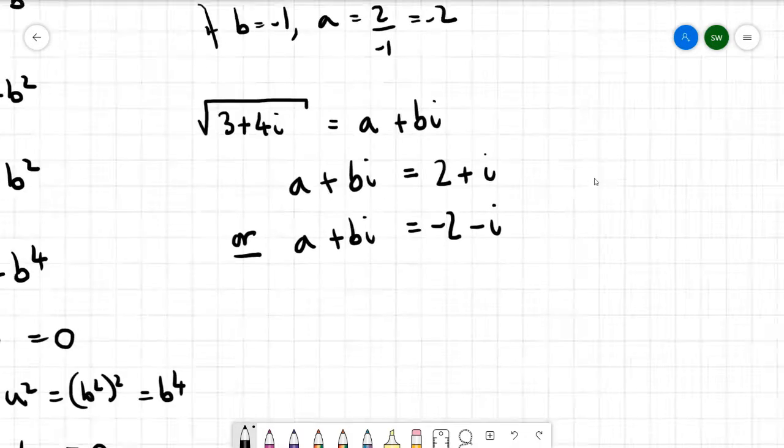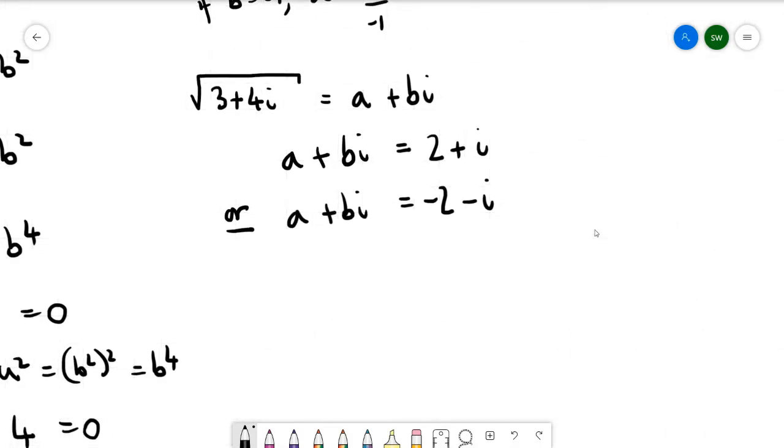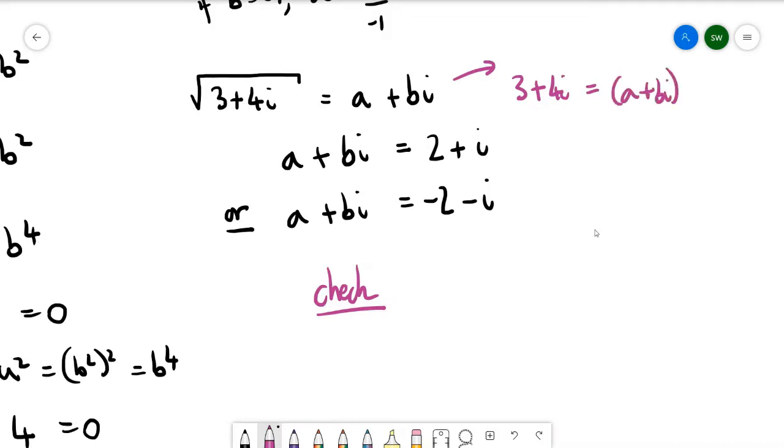And then it's a good idea to check that this works. So let's check that this works. If we square this number here, we should get 3 plus 4i. Because remember, this basically means that if you square the square root, then you should get 3 plus 4i.